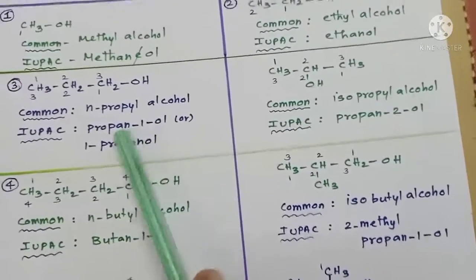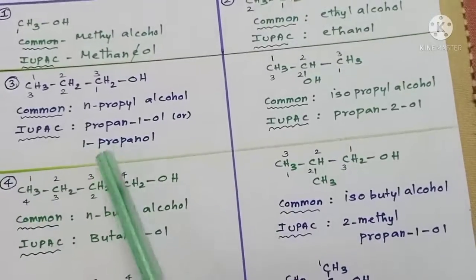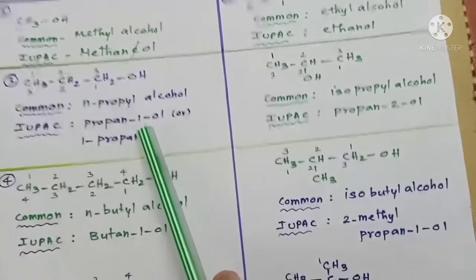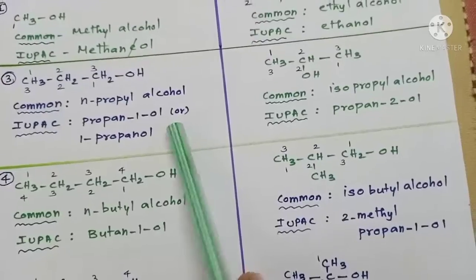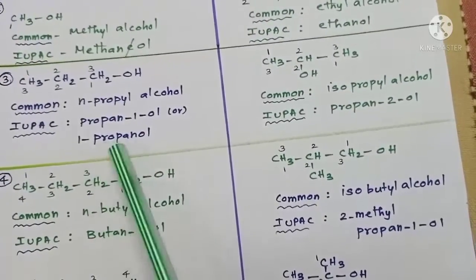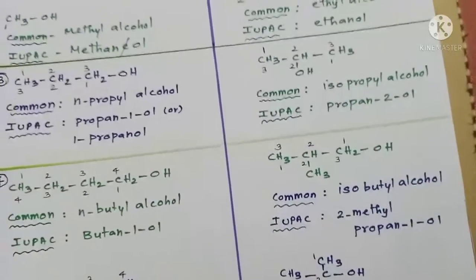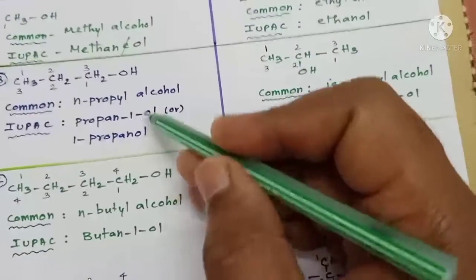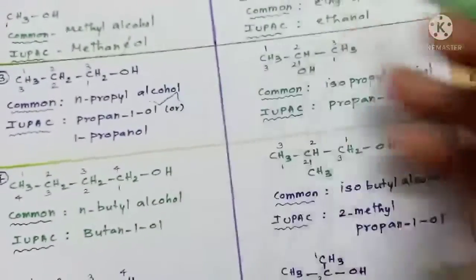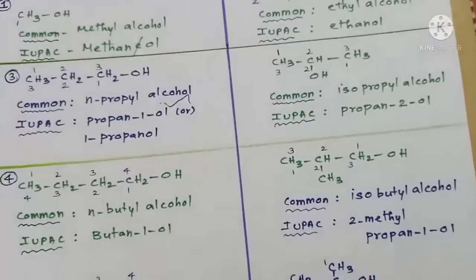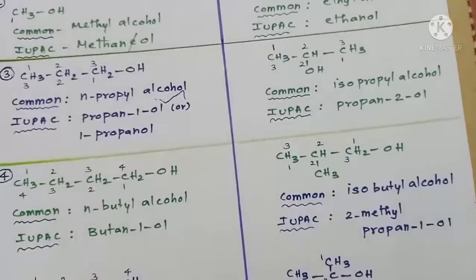Correct. Propan-1-ol, or it is also called 1-propanol. You can use the number just before ol, a suffix for alcohol, or at the front of the name, 1-propanol. But mostly the first one is preferred. Then let us see the other derivative of propyl alcohol.